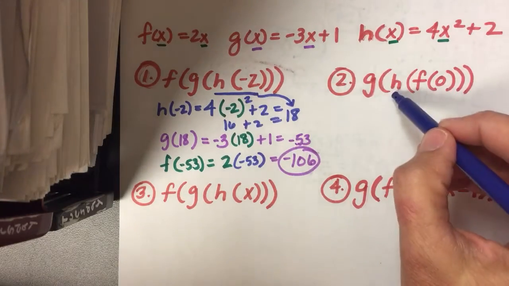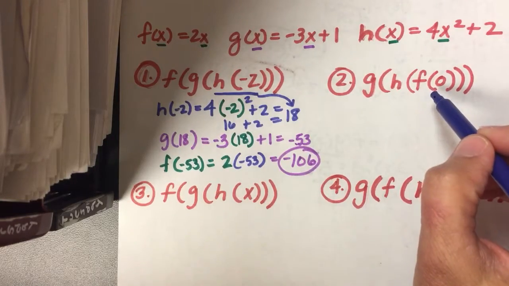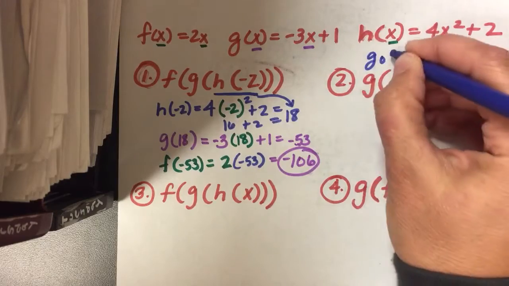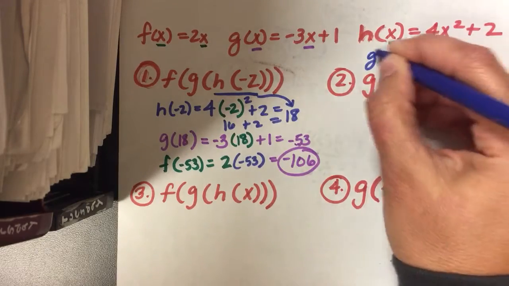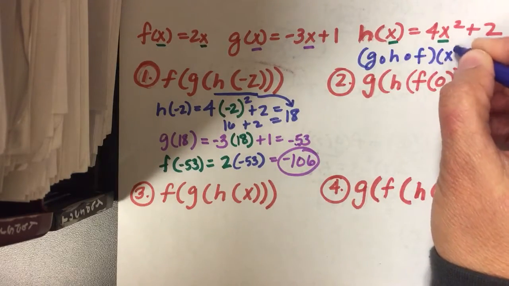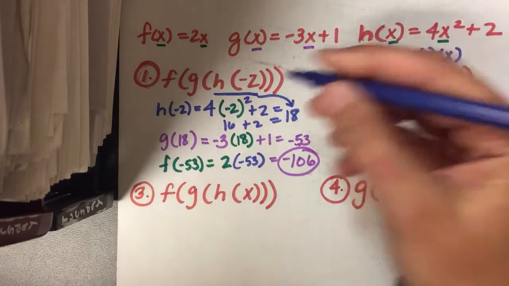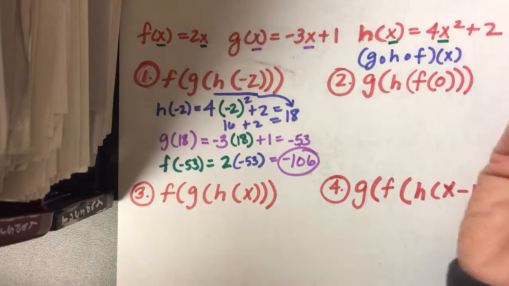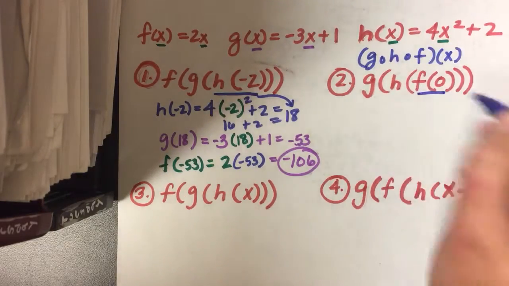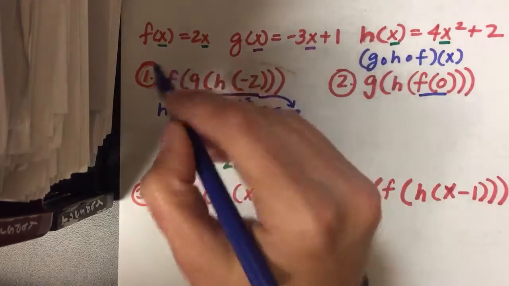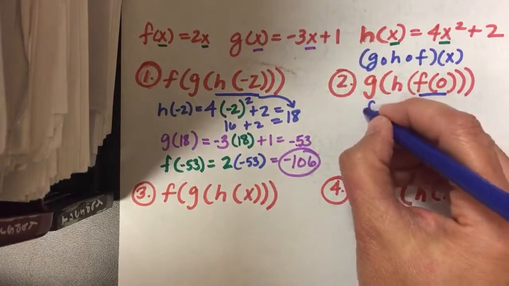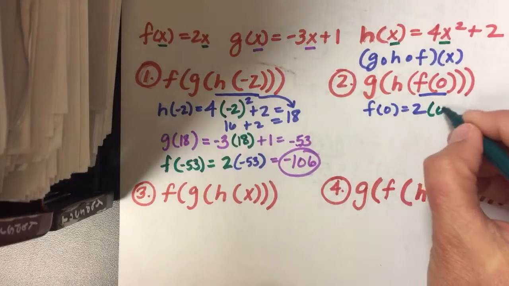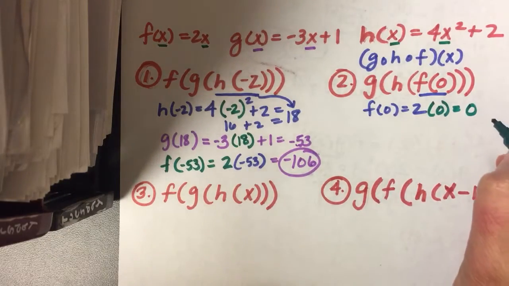F of g of h of f of 0. Okay? And it's important to note that you could write this way too. You'll see it written that way. You can see all of these written with the little dots. That means "of." So let's go inside out. F of 0 goes first. So let's look at f. F of x equals 2x. So f of 0 equals 2 times 0. And that's going to give me an answer of 0.